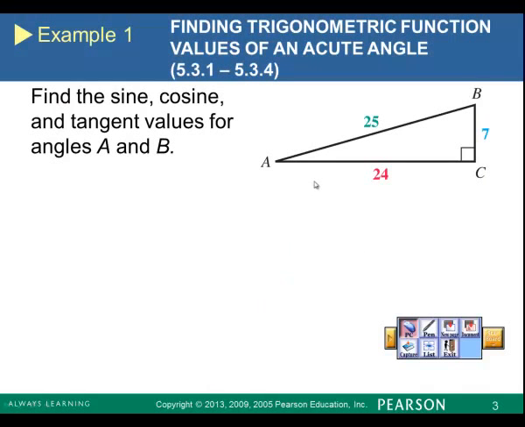All right, so here we have a triangle, and we have three values, 25, 7, and 24. We want to find sine, cosine, and tangent values for angles A and B. Let's look at angle A. What would be the values? What would be the value for sine of angle A? Sydney?